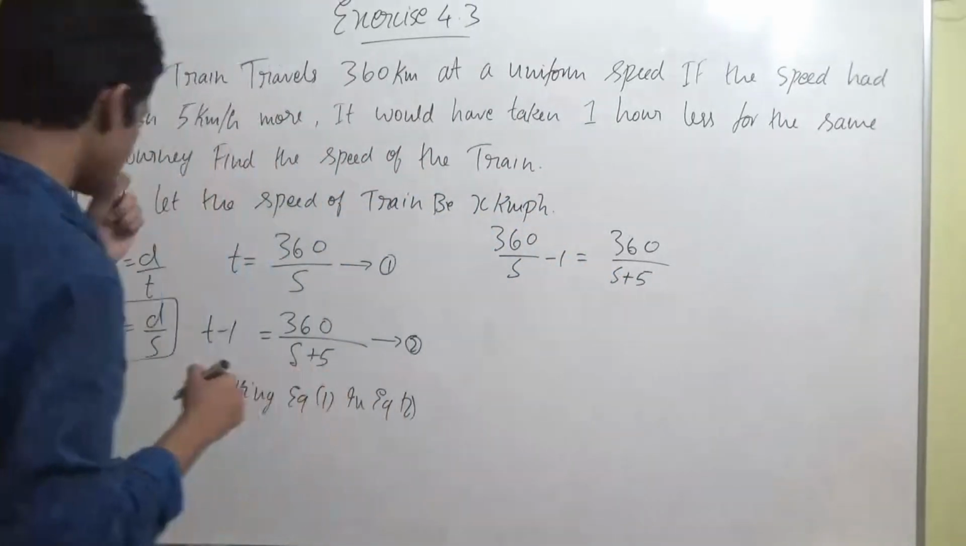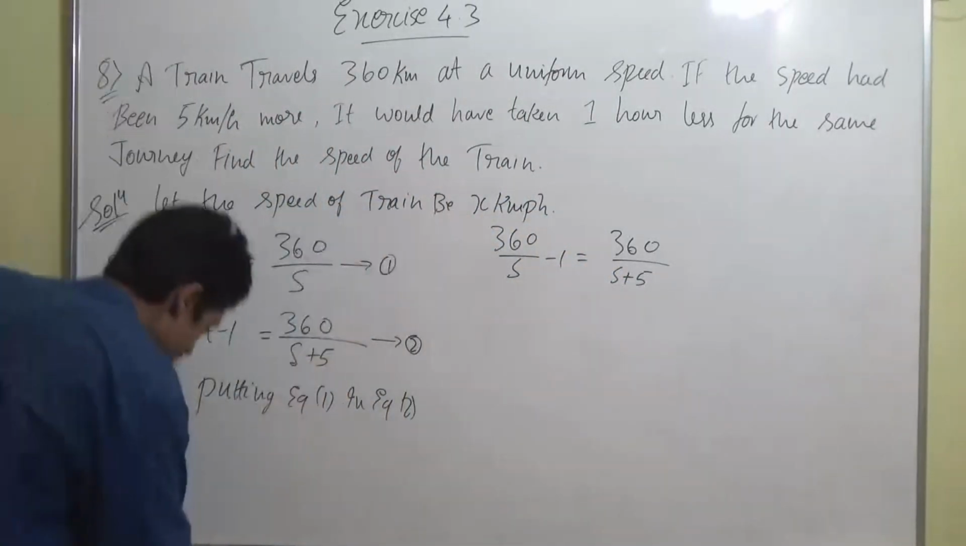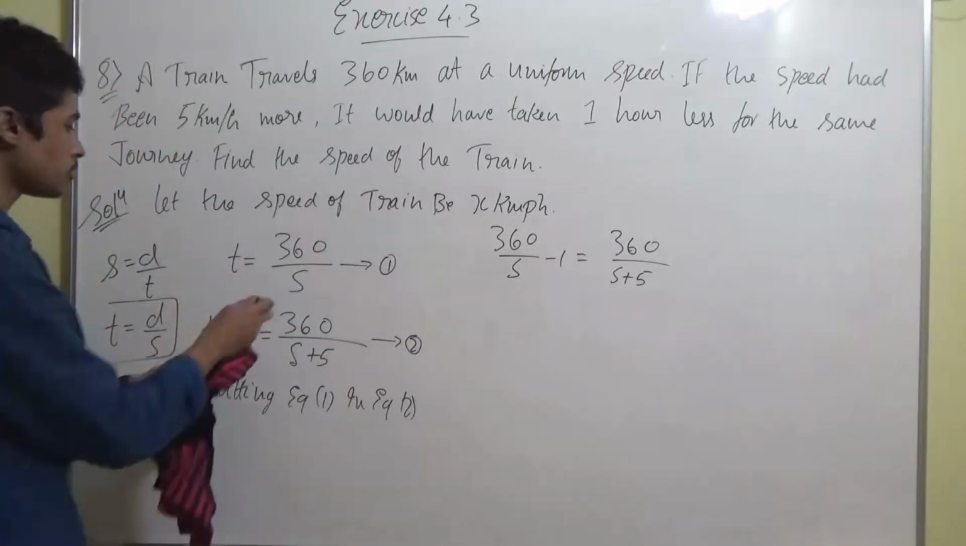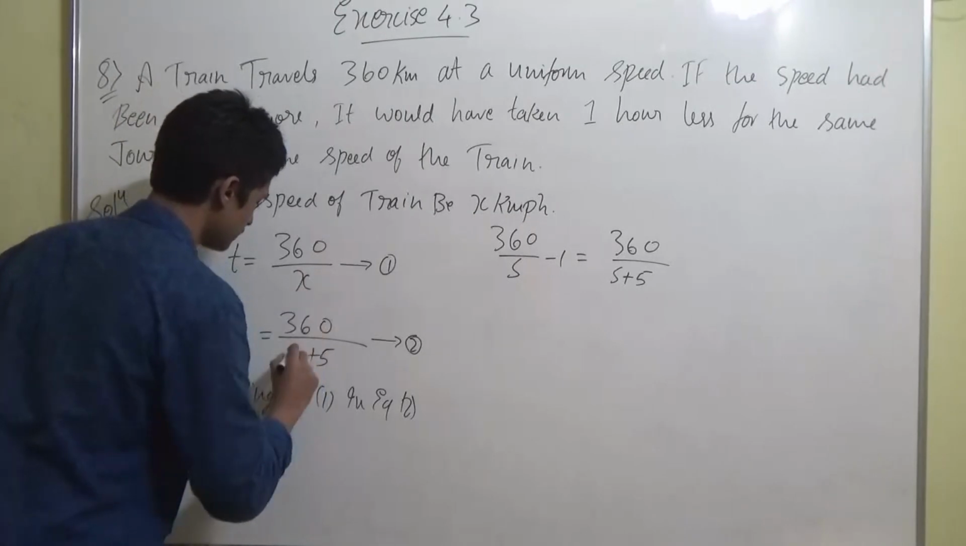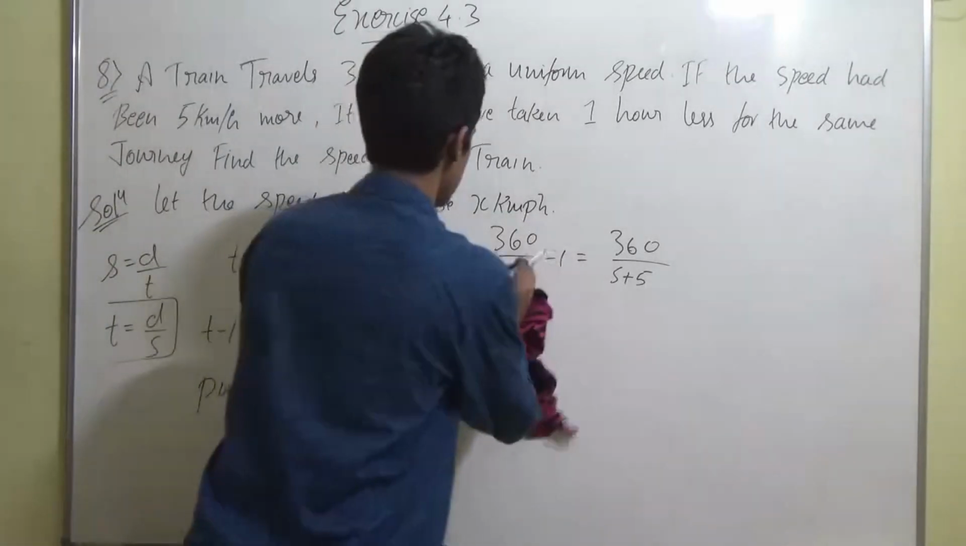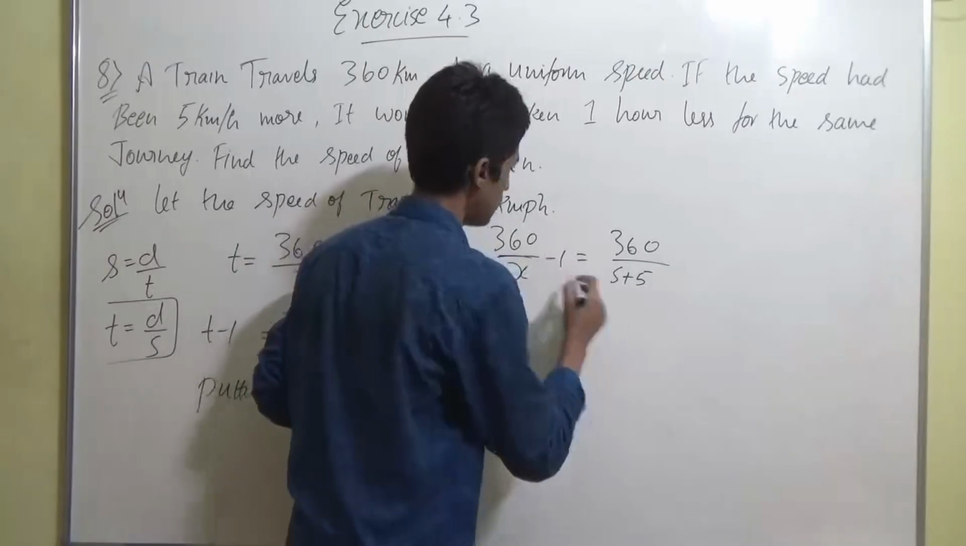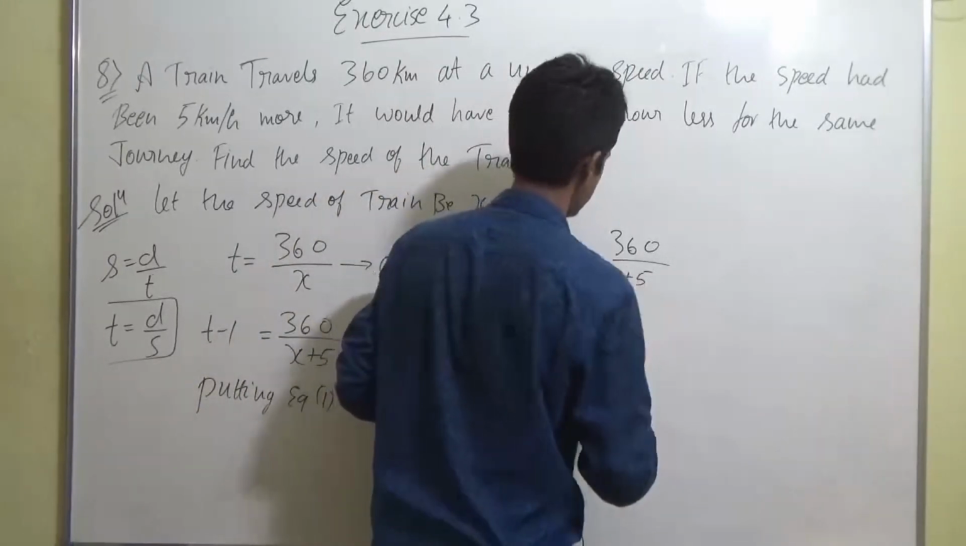Right? Okay, one thing, guys. The speed we are taking as x, right? So from here I wrote it as s only. So we'll take it as x. Speed of the train we are taking as x. x plus 5 here, and here again x, and here again x.